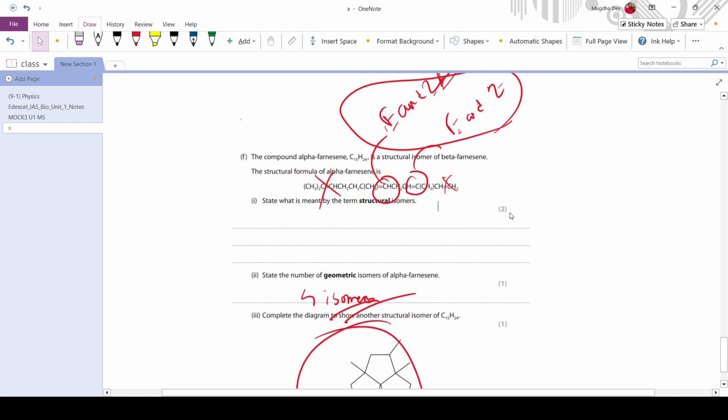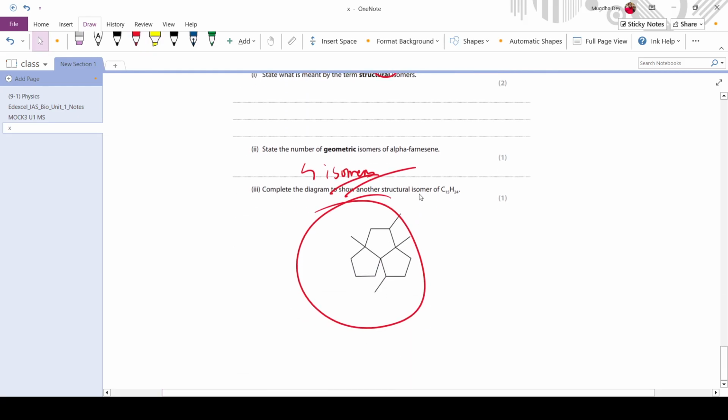What? I didn't understand. Sorry. This one. What if I have the? Okay, fine. Next, complete the diagram to show another structural isomer of C5H10. Like, fine.